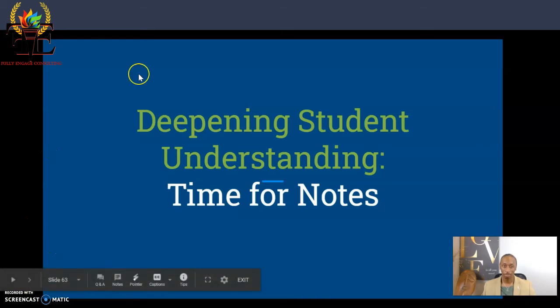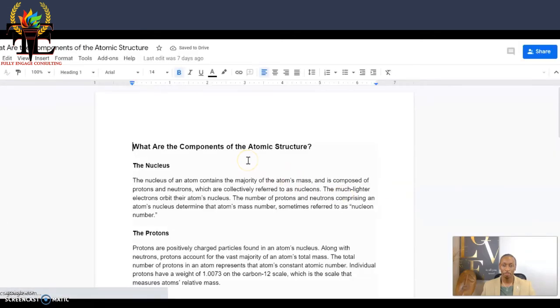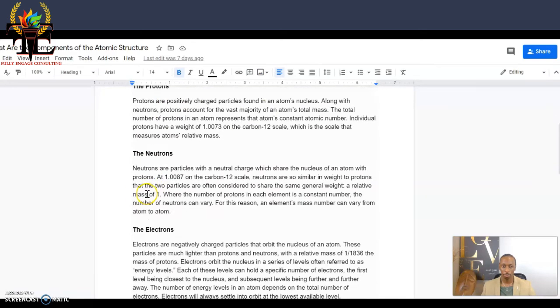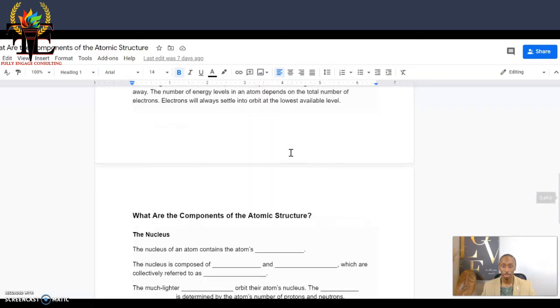So what does that look like? So if they go back to their classroom, wherever that platform is, whether it be Canvas, Google Classroom, whatever they're using, they need to go and pull up their components of the atom. So these would be my notes. I would go through these notes talking about the nucleus, the protons, the neutrons, the electrons. It gives more specific details about the subatomic particles, including their charges, their weight, and their locations, and then it compares them to each other.